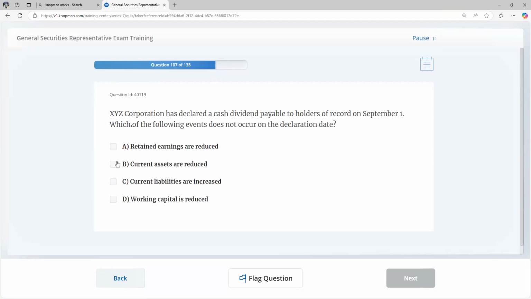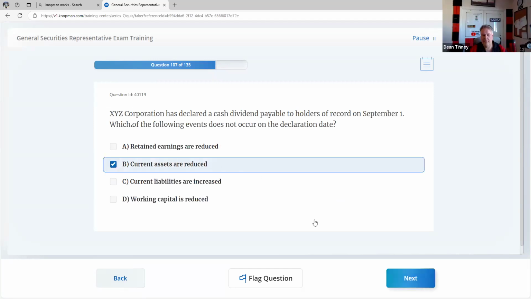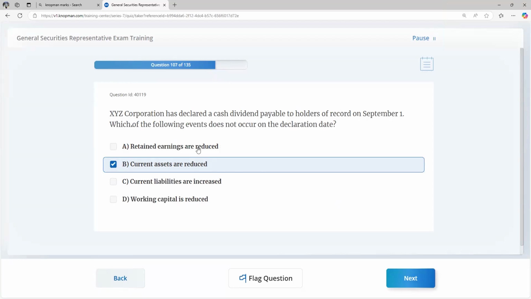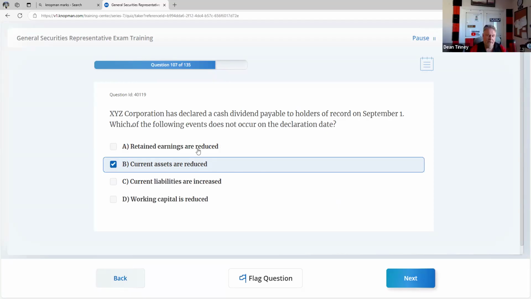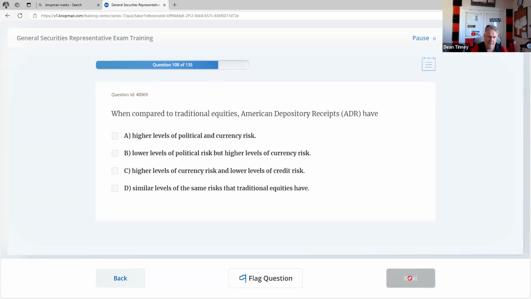Current assets are reduced because that happens. That doesn't change. Right on. I like that. I would have answered that too. Working capital, what does not occur? Working capital is reduced. That is true. Retained earnings are reduced because that's where that's coming from. It's coming from your earnings. Remember that you're not leaving it in the corporate shell.